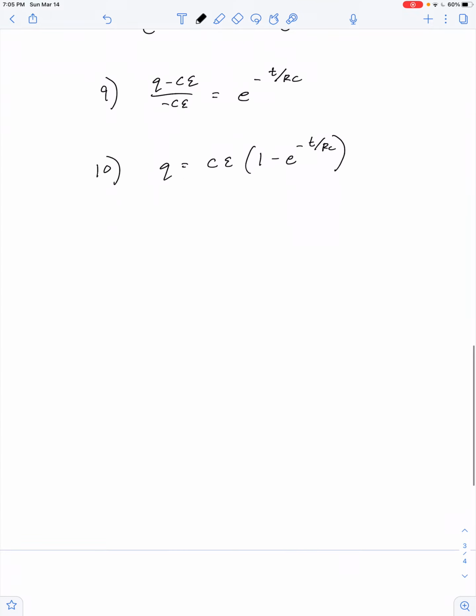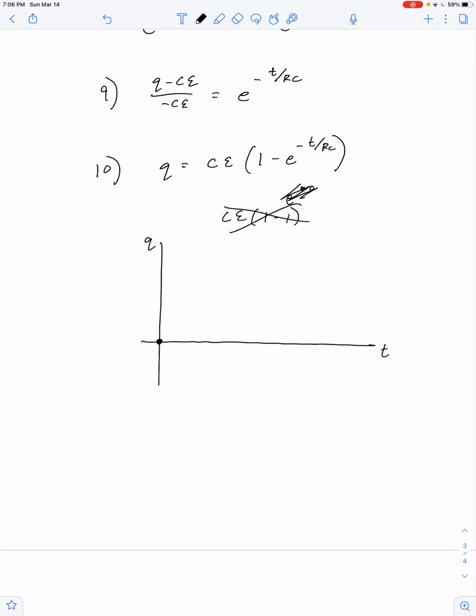Let's think about this. What's a graph of charge versus time going to look like? We know it starts out at 0. Let's make sure that's right. e to the negative 0, anything to the 0 power is 1, right? So when t equals 0, we have 1 minus 1. Yeah, sure, when t equals 0, the charge is 0.